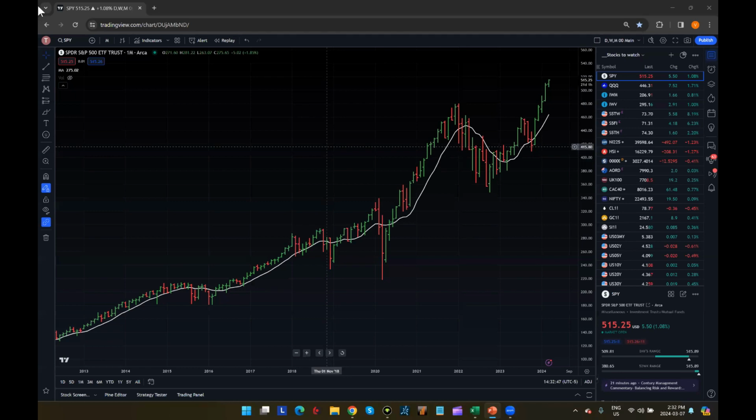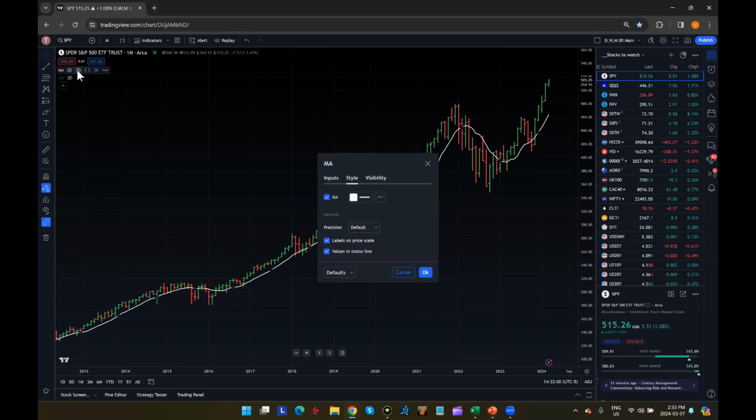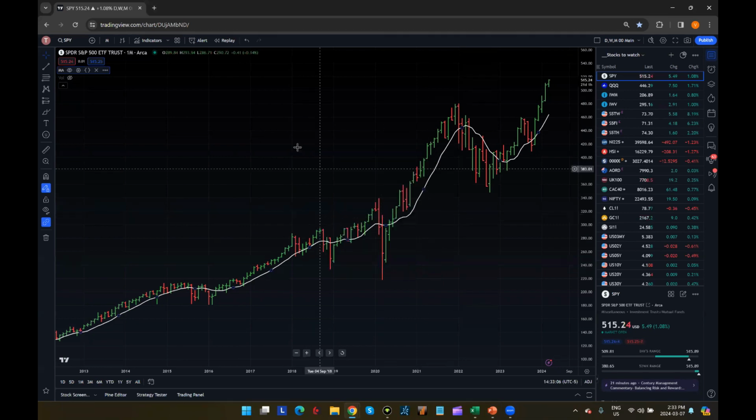What you see here is a chart of the SPY, which is the ETF for the S&P 500, a broad market index. And the white line is a 10 period simple moving average, as you can see here. 10 period based on the close. That's all. So now we're on the monthly time frame.